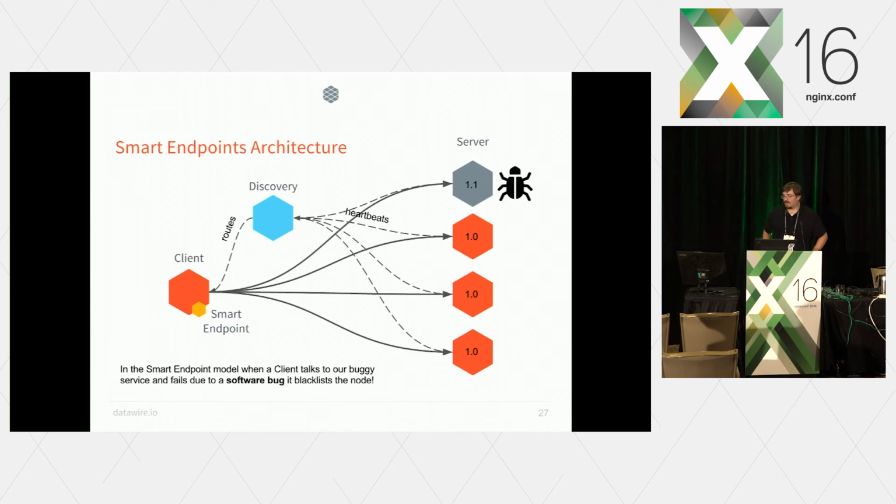Now, think about the world where we had the software integration bug that occurred earlier. Your 1.1 goes out and your client is talking to it.